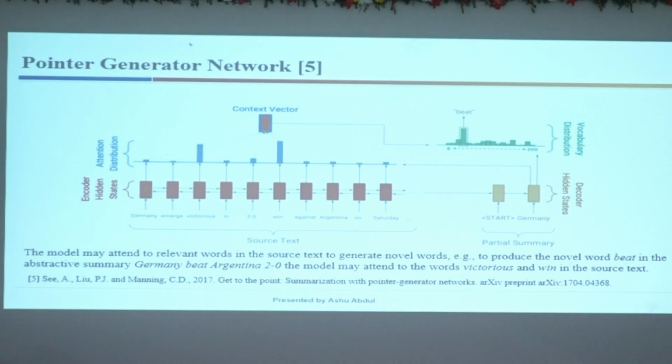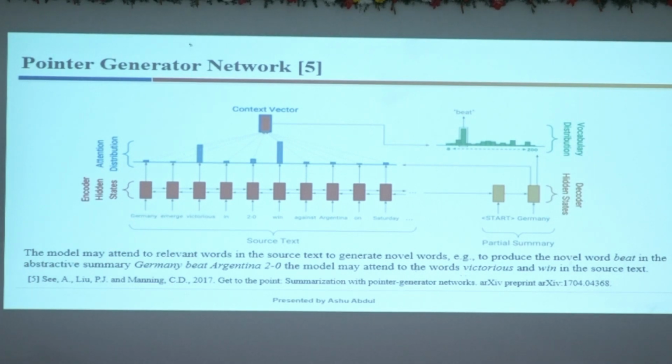In order to give that attention, people created a mechanism called the pointer generator network. This is also an attention based mechanism where you create a context vector, and from this context vector we give importance values to the important words. This is a classic example, guys, which I will explain. There is a sentence here: Germany emerges victorious with a 2-0 win against Argentina on Sunday.